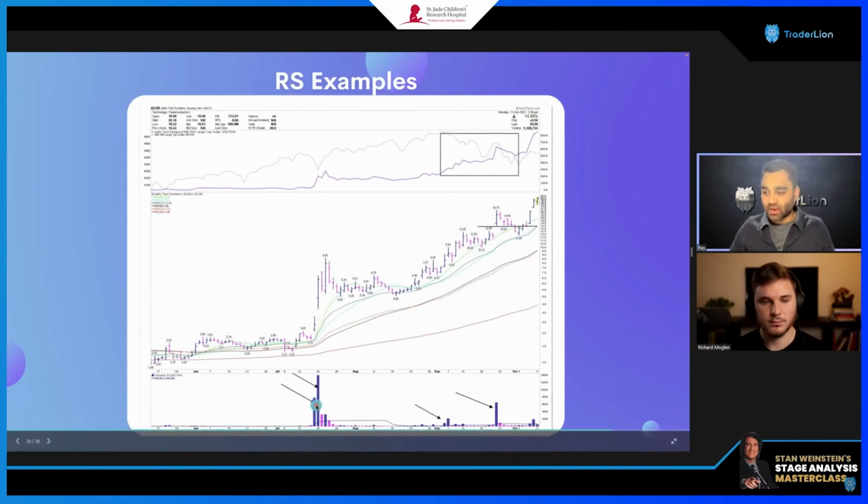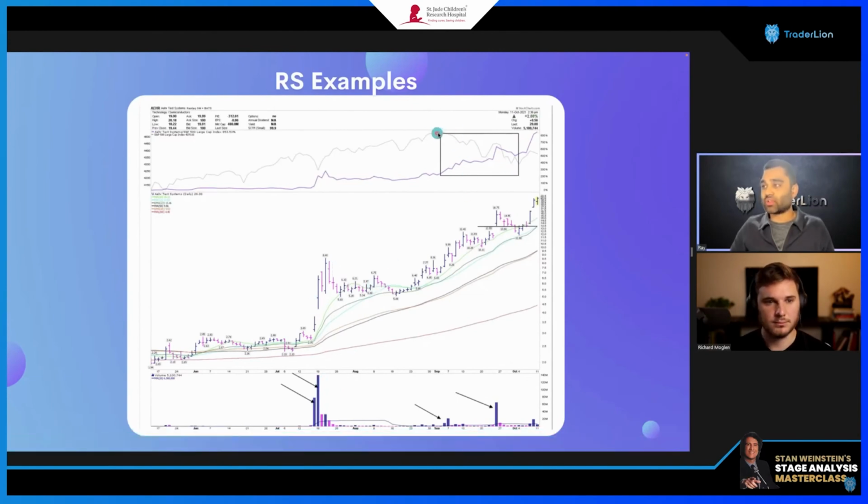So we get our HV edge, we get this on our radar. Then we see massive relative strength as the market is coming in. This stock is continuously outperforming and seeing a rise in RS. And then you could identify your entry tactics.